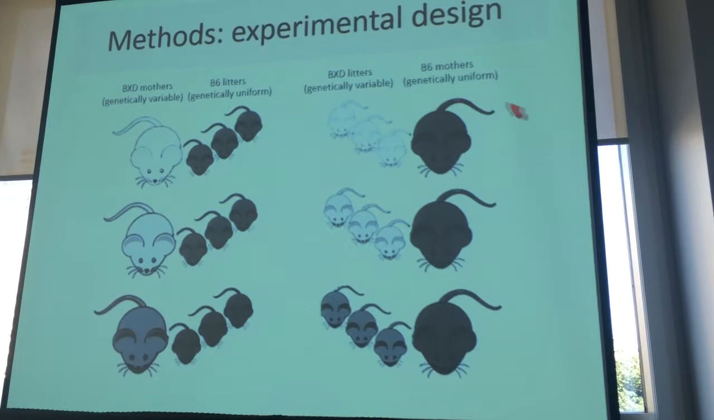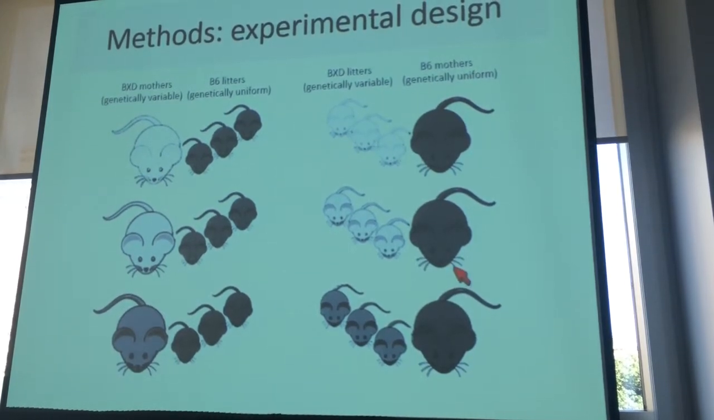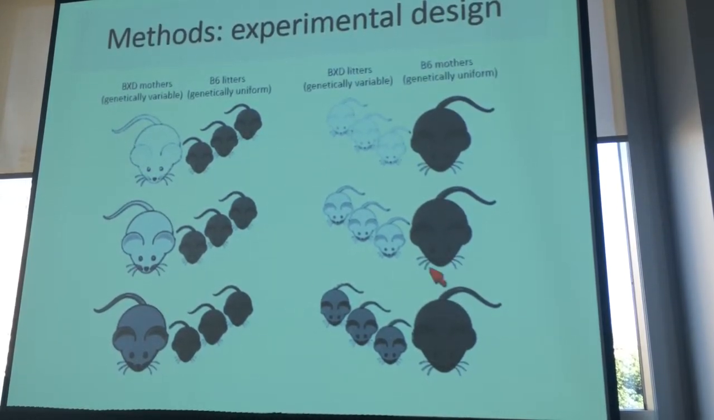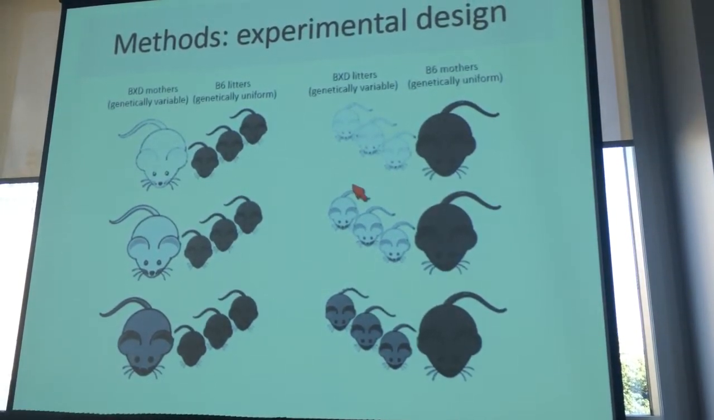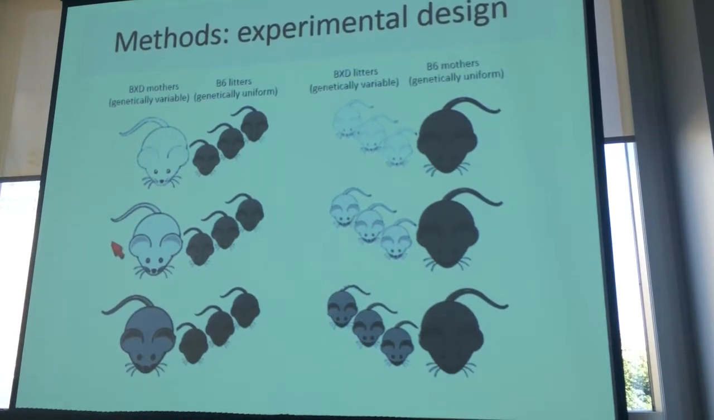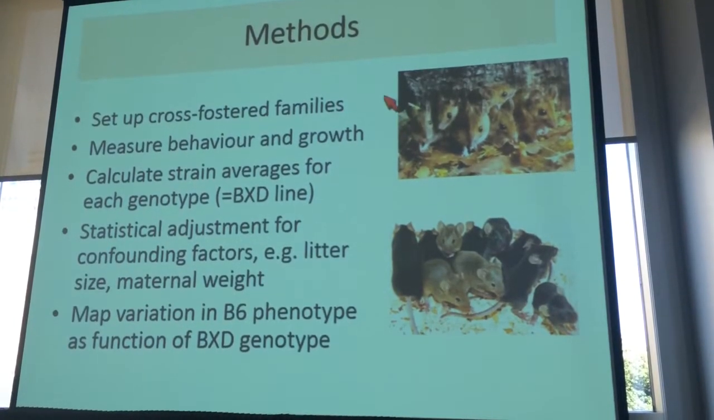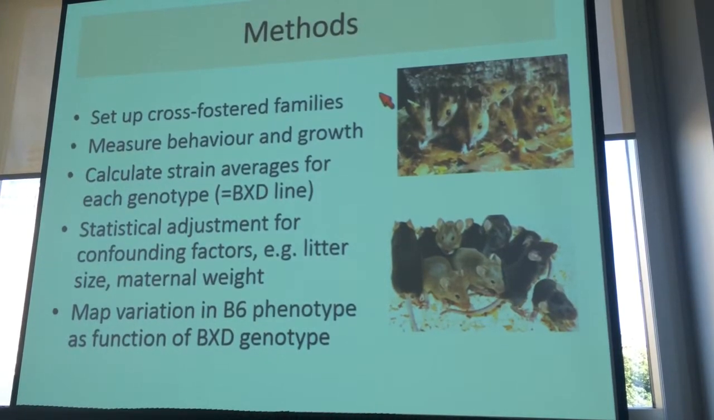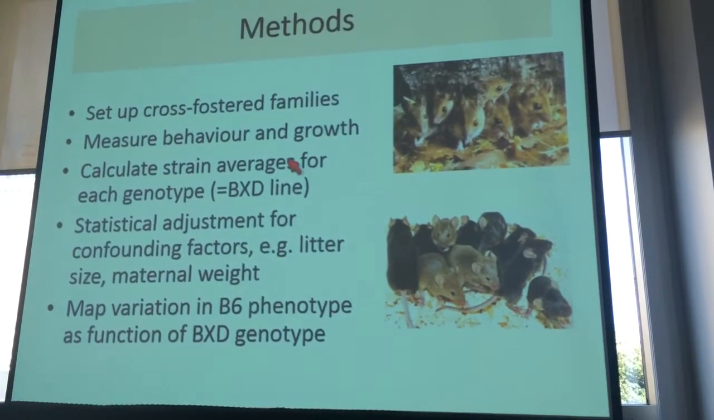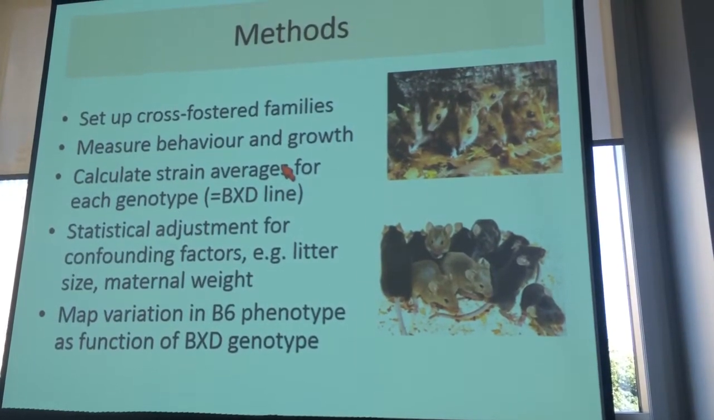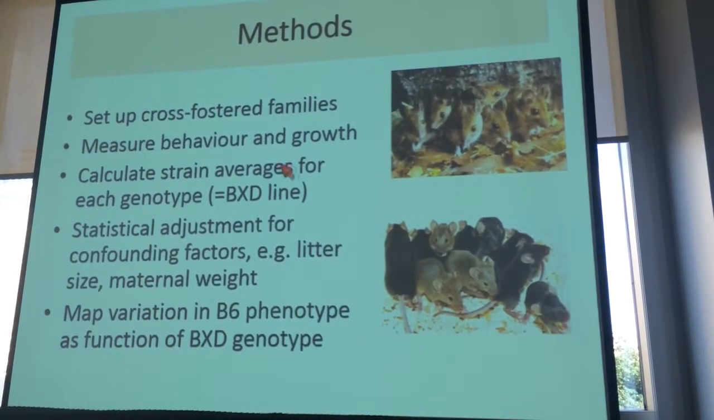So, in other words, we are mapping variation in maternal traits as a function of offspring genotype, and of course, controlling for the effects of maternal genotype and reverse. Of course, we can do over here as well. And so the experiment is fairly straightforward. We're setting up these cross-fostered families, we're measuring behavior and development during the first 3 weeks of lactation. We're then calculating the strain averages for each of the genotypes, or for all of the traits that we're interested in. And of course, we also need to statistically adjust for confounding factors.